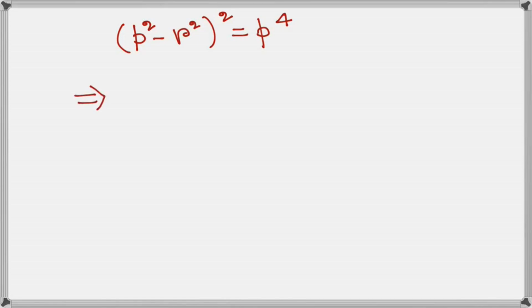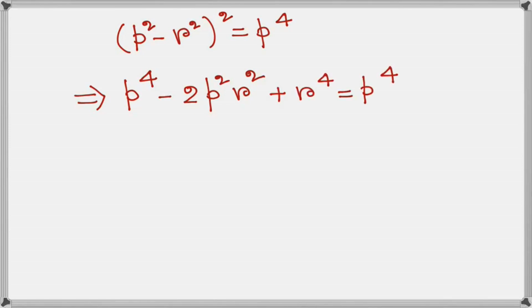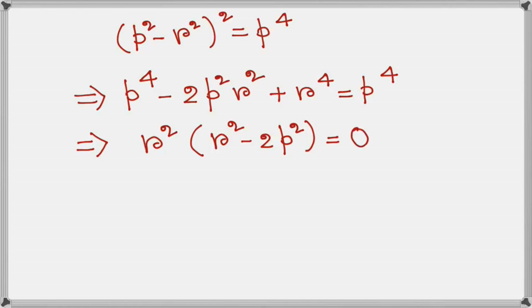Hence P to the power 4 minus 2P square R square plus R to the power 4 is equal to P to the power 4. That means R square into R square minus 2P square is equal to 0.